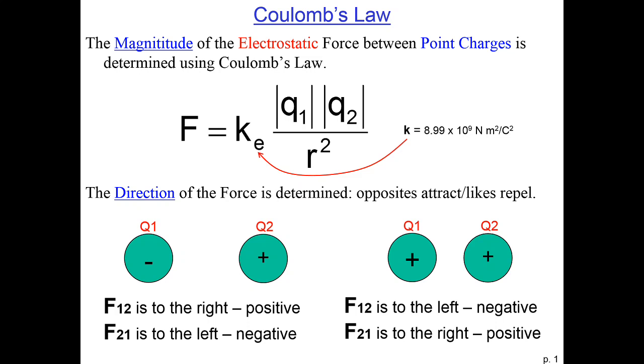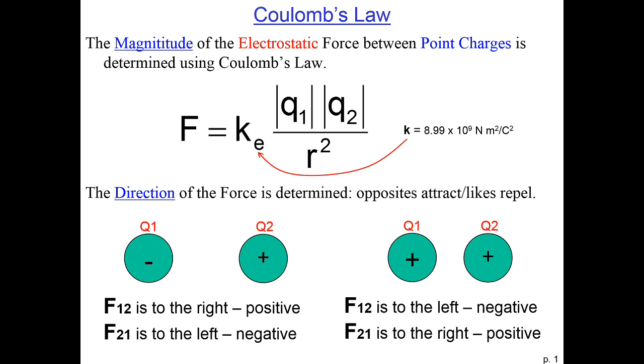Okay, so we have talked a bit about the qualitative electrostatic force. Opposites attract each other and like charges repel each other. But that is not very quantitative. We would like to be able to find the strength or the magnitude of the force in addition to the direction. So if we want to find the magnitude of the force between 2-point charges, we use Coulomb's law.